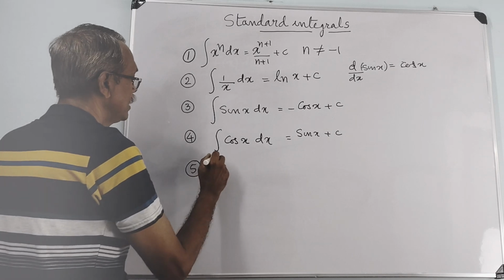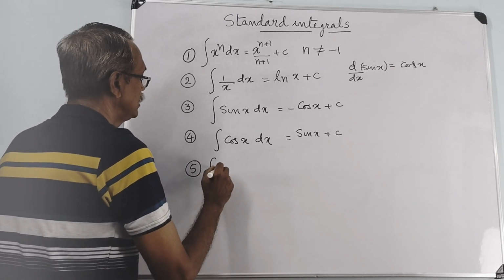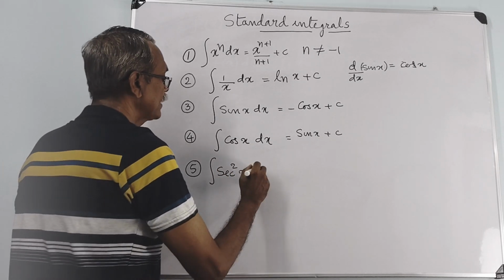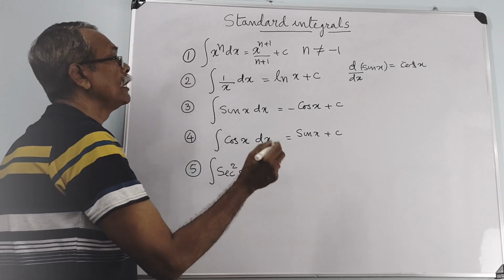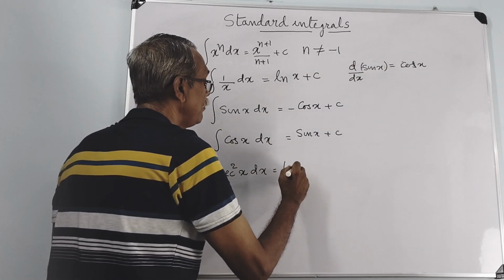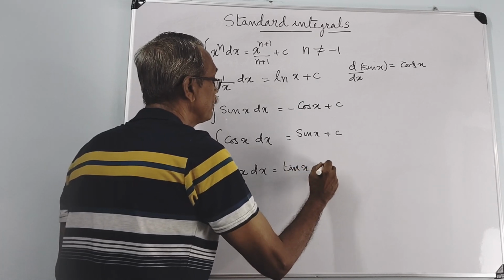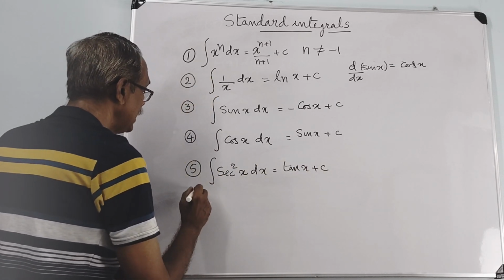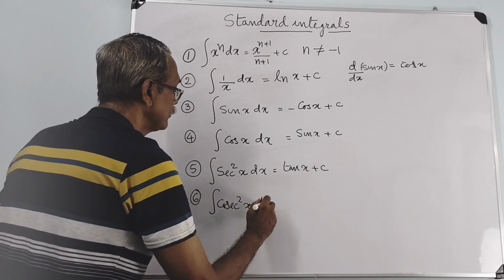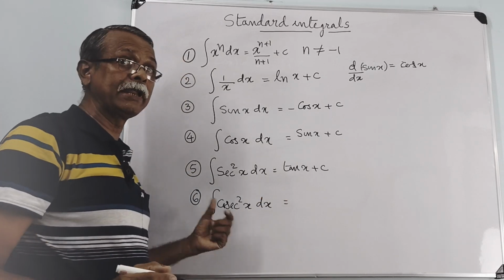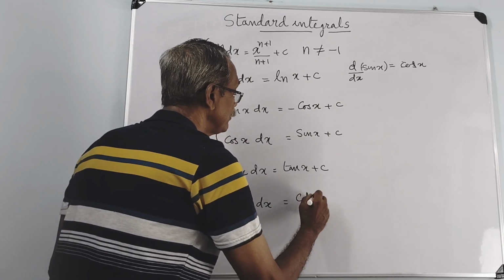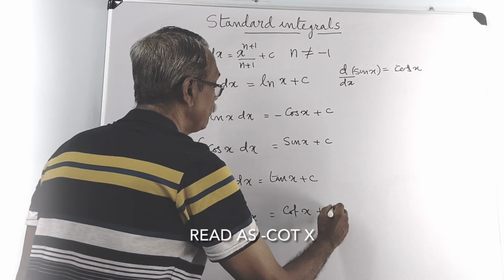5. Integral sec square x dx. We know that the derivative of tan x is sec square x. Therefore, integral sec square x dx will be tan x plus c. Similarly, integral cosec square x dx. We know that the derivative of cot x is minus cosec square x. Therefore, integral cosec square x dx is minus cot x plus c.